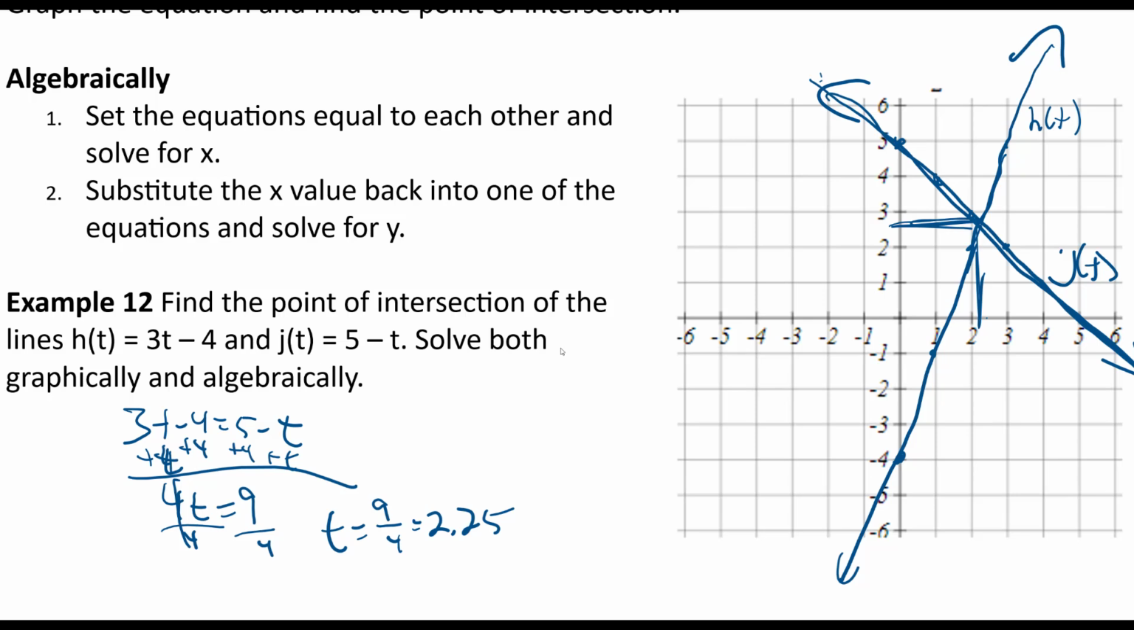Okay, for hand drawing. And then we can put this into either of the two. You get the same answer from either because this is where they are coincident. So j, I'm going to do the easier one. j of 2.25 equals 5 minus 2.25, which is going to be 2.75. That's not a bad guess on my end. 2.25, 2.75 is a solution.